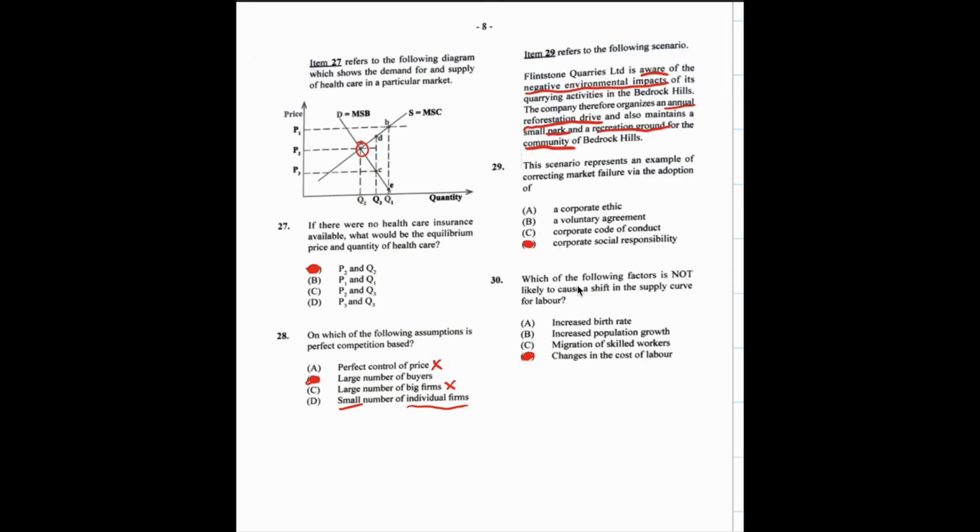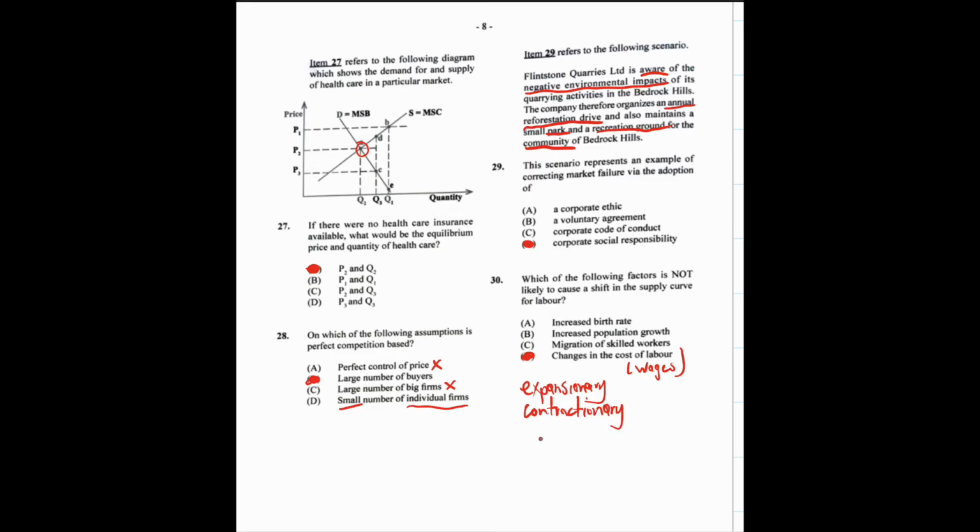Okay, 30. It says, which of the following factors is not likely to cause a shift in the supply curve for labor? And we're saying the answer is really D, due to the fact that this would actually cause, remember, first of all, the cost of labor is actually wages, right? And the cost of labor would actually cause a movement along the supply curve, which can either be expansionary or contractionary.